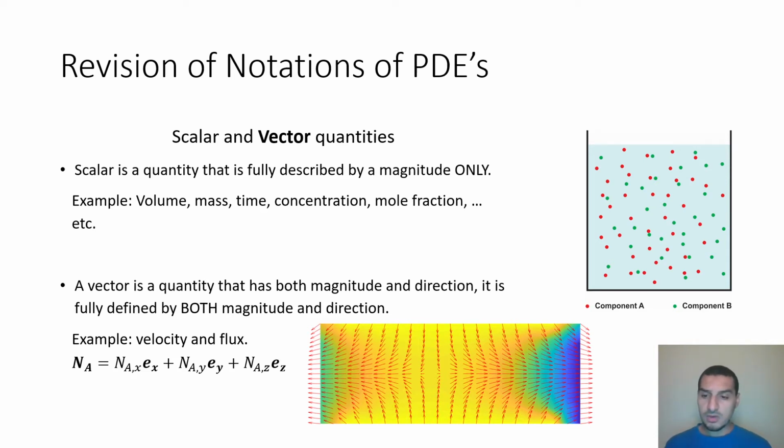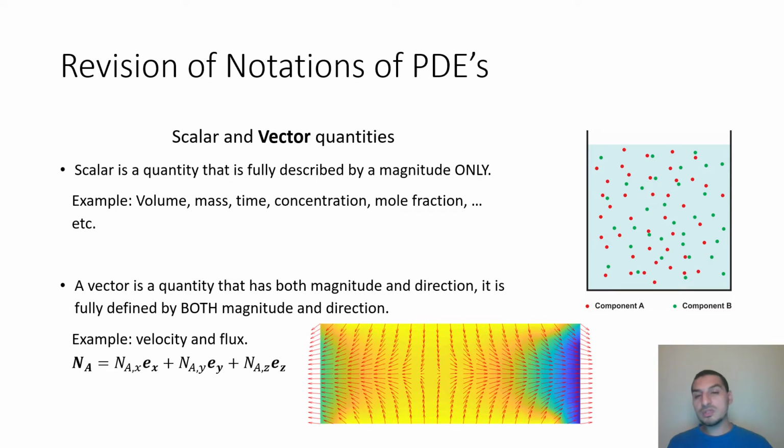One thing that we need to keep in mind is that we differentiate between a vector quantity and the scalar quantity by putting the vector in bold. So you'd see that NA is written in bold to differentiate between the vector quantity, which is the flux, and the scalar, like the concentrations, like the mole fractions.